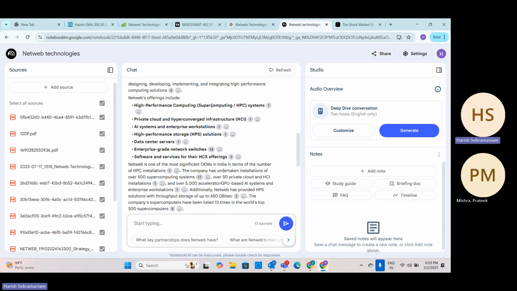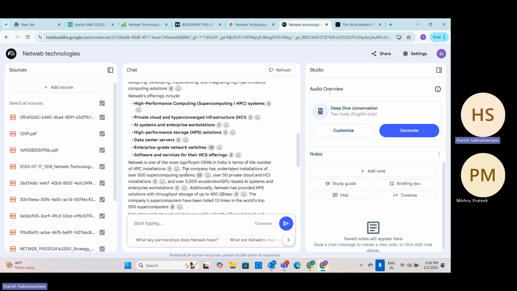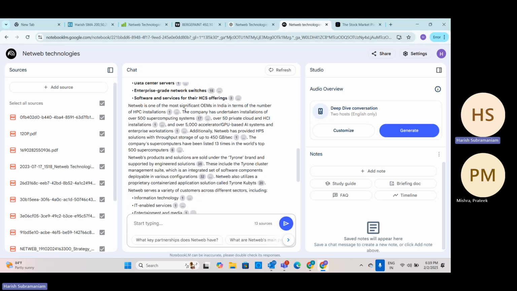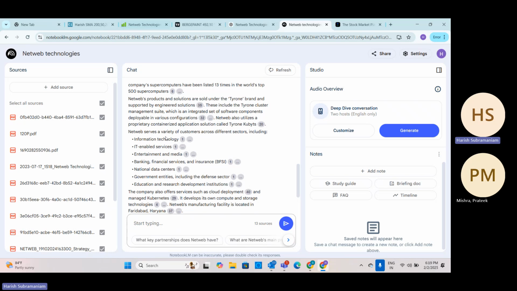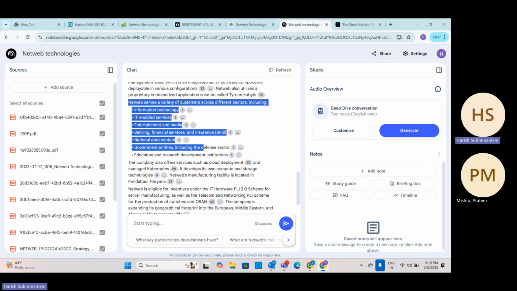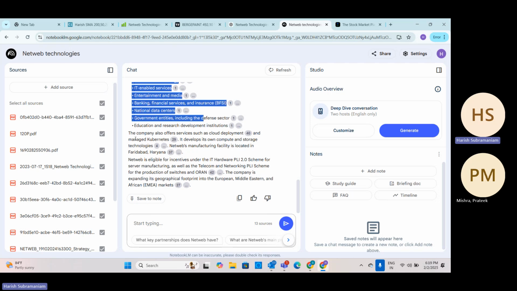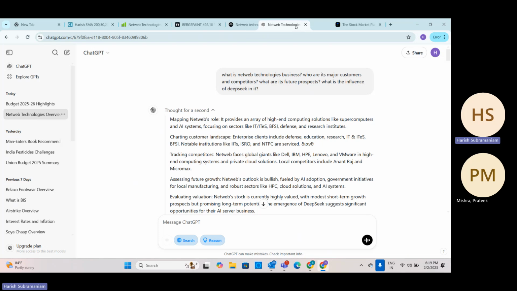And then we again see all this. Supercomputing systems, private cloud, AI systems, and so on and so forth. And then company has undertaken over 500 supercomputing systems, 50 cloud. We've basically seen all this similar to what has come there. It has a variety of customers, including all of this. Okay, there are some technologies like Kubernetes and all that. If we have any doubts, we can always go to ChatGPT and ask, what is this? What is that? And so on. Right.